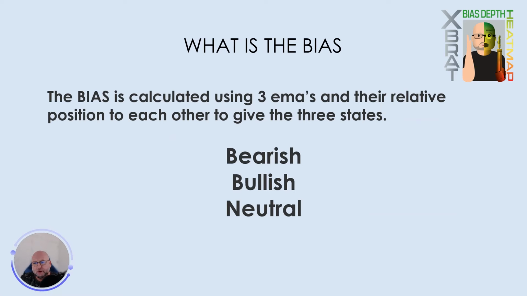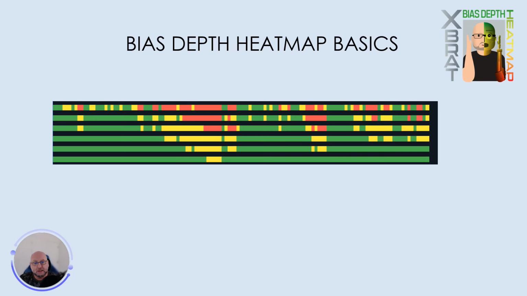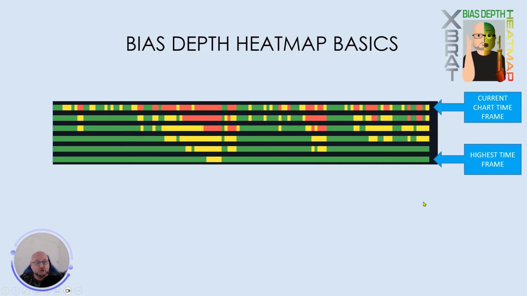So what is the bias? The bias is calculated using 3 EMAs and their relative position to each other to give the 3 states, bearish, bullish, or neutral. And it looks on every individual time frame to see what that is. So this is the BIAS Depth Heatmap as a subchart, but it's skewed out so you can see all levels. The current chart time frame that you're on is at the top. And then as you go down the BIAS Depth Heatmap, you get the depth of those higher time frames.